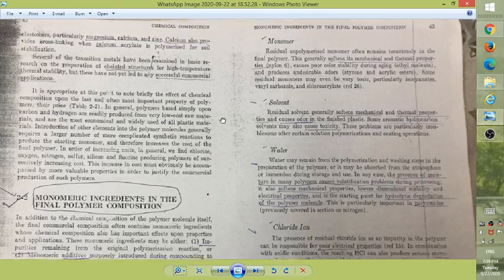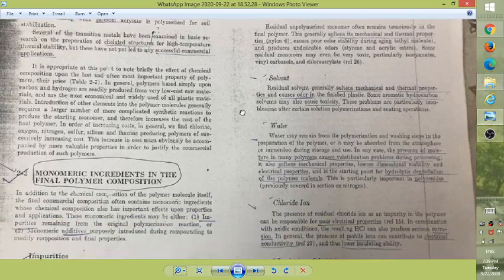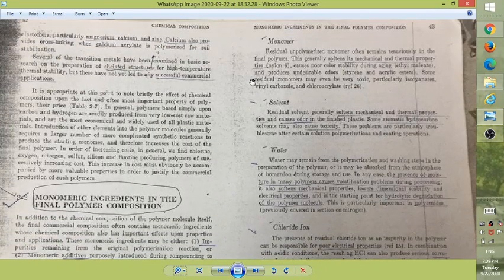So there are various types of impurities. Number one, monomer. The residual unpolymerized monomer often remains tenaciously in the final polymer. So sometimes you get a final polymeric product, but polymer is nothing but a rapid addition of monomers, and the chain is formed of monomers. But there are some monomers which don't get polymerized, but still they are there in the final polymer as impurity.